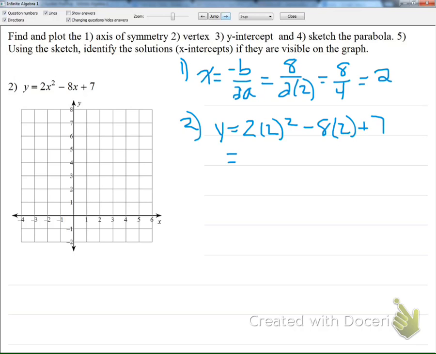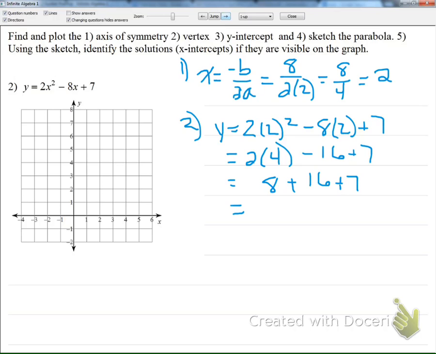Simplify it to calculate y. Well, 2 squared is equal to 4. Copy the rest of the equation down. I did it. 8 times 2 is 16 there. 2 times 4 is 8, minus the 16 plus the 7.